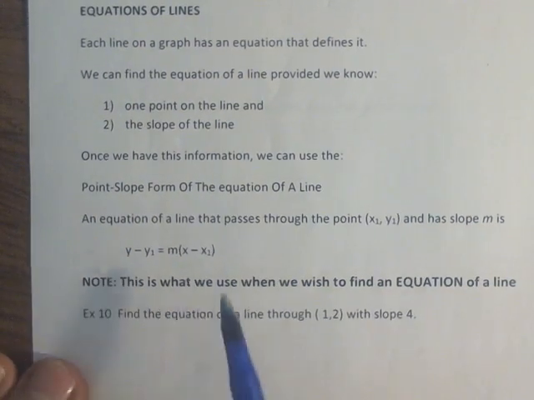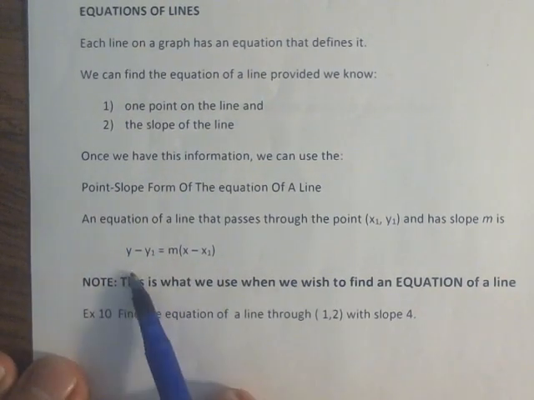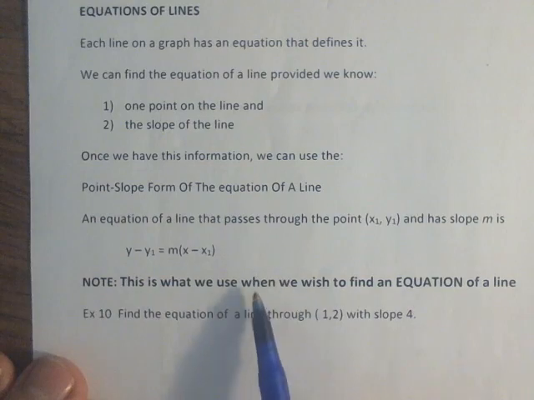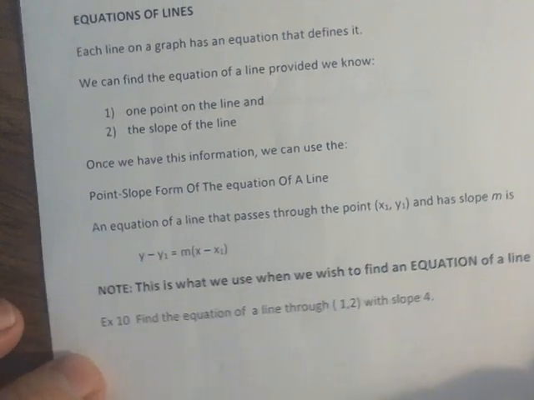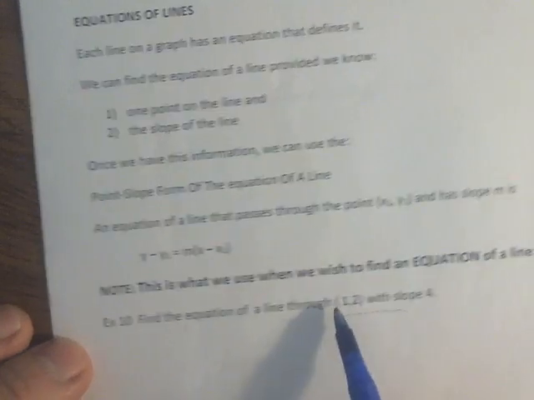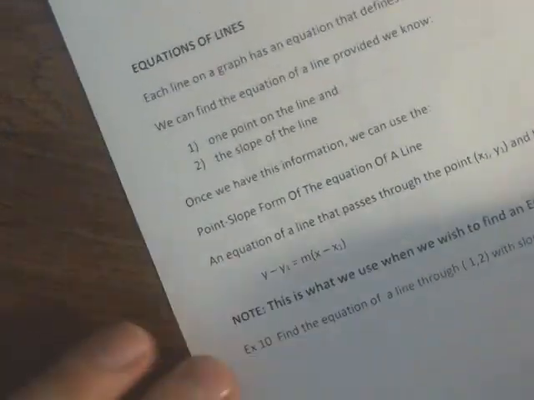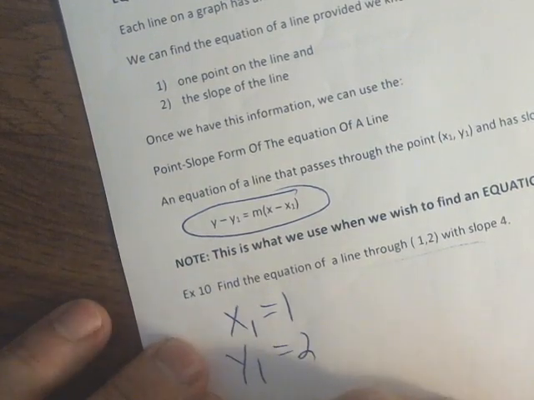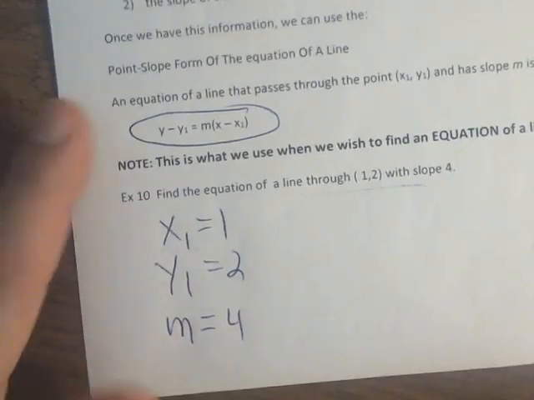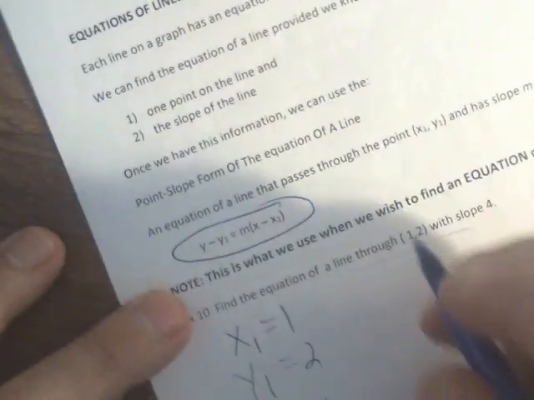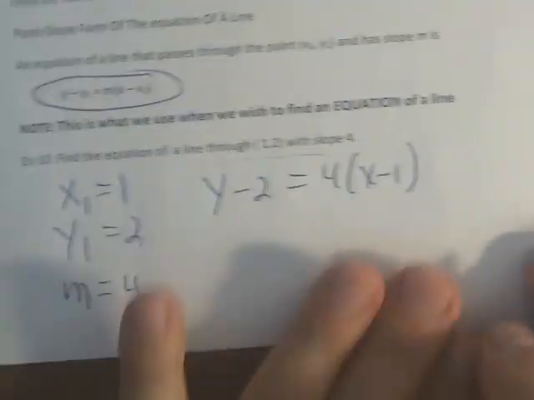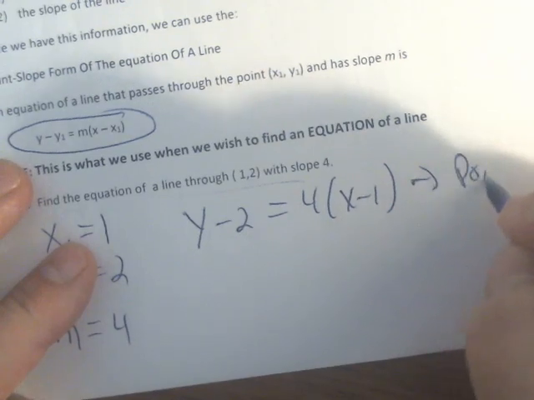Again, m is your slope. x1 and y1 are the coordinates of the point. Okay, so this is what we use when we want to find the equation of a line. So, if I want to find the equation of a line through this point here with a slope of 4, I'm using this formula, my point-slope form. My x1 is 1, my y1 is 2, my m is 4. So I substitute. So this is your point-slope form right here.